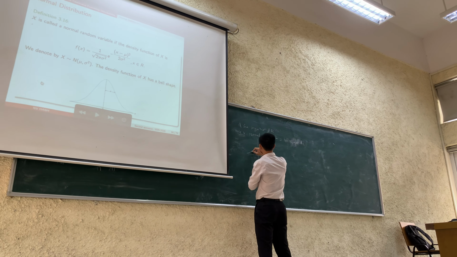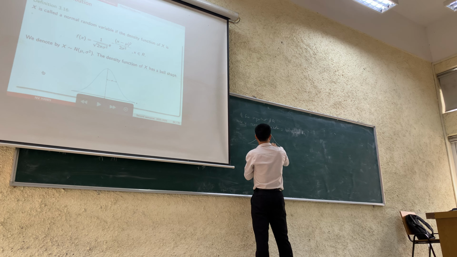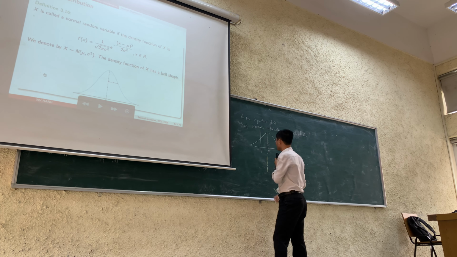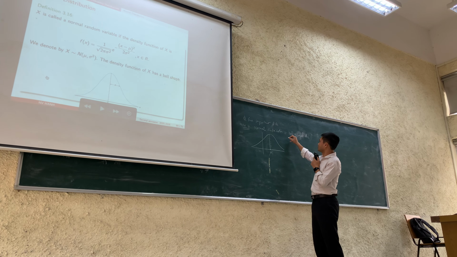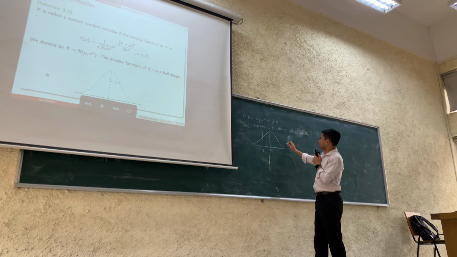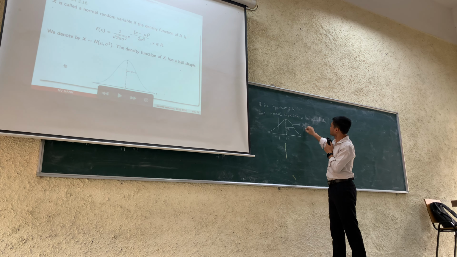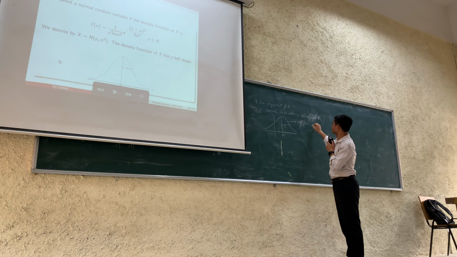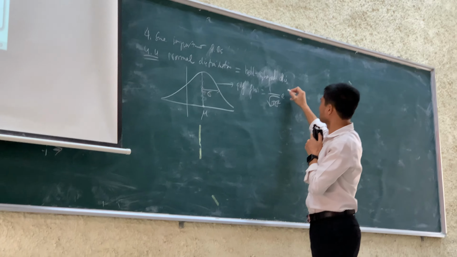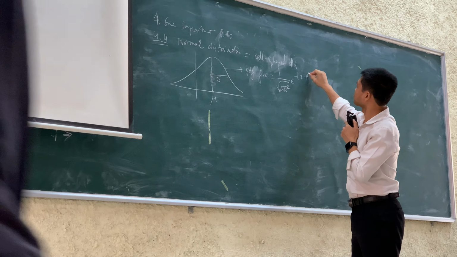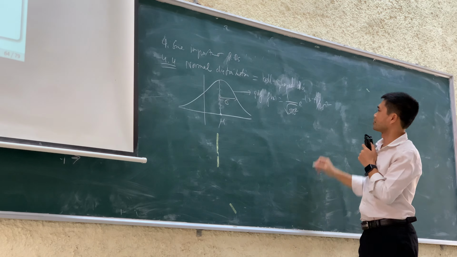When you draw a graphic of normal distribution, the central location is the mean, mu, and the standard deviation is sigma. The PDF is given by the function 1 over square root of 2 pi sigma square, e to the power minus x minus mu square over 2 sigma square.